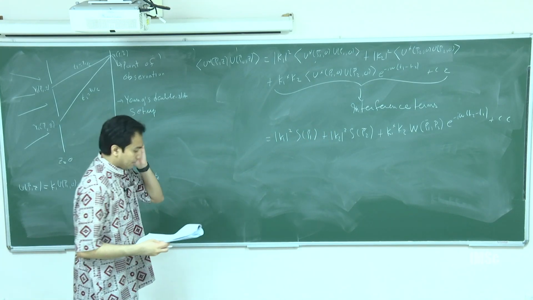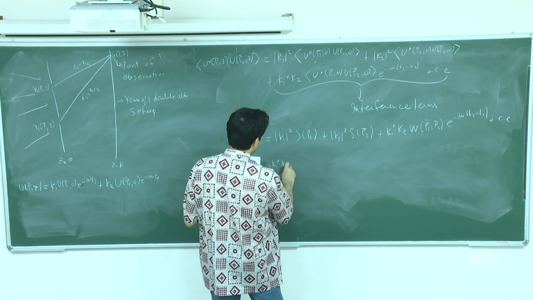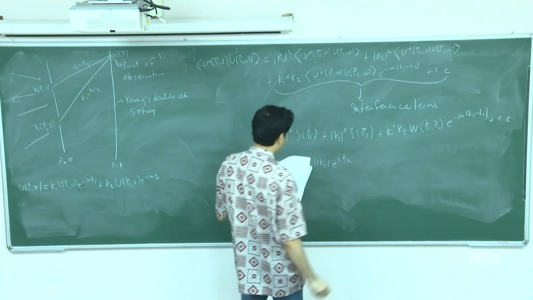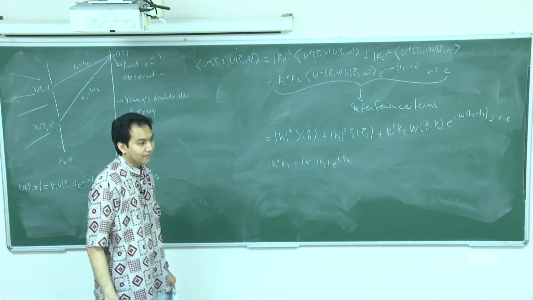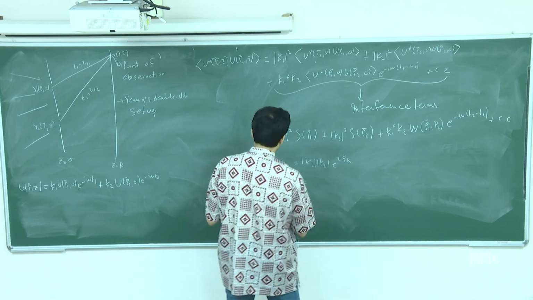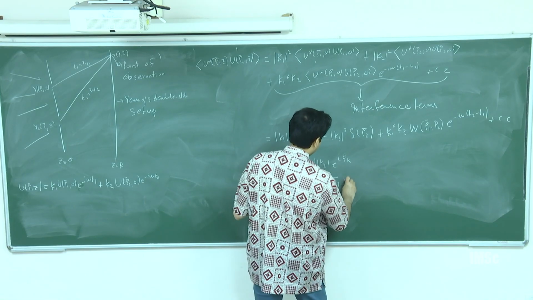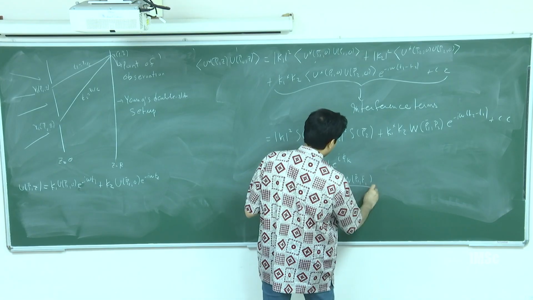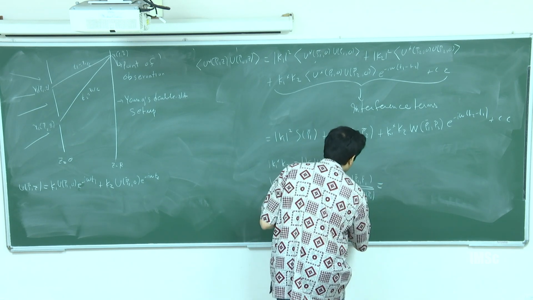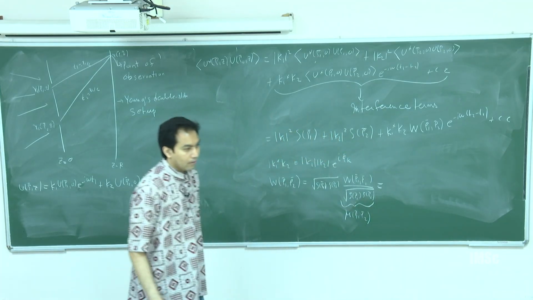Right, plus the complex conjugate. Now, K1 star K2 can be written as K1 K2 times some e power i phi k, some phase factor, right? Likewise, W of rho 1 rho 2 can be written as... Now this whole thing is nothing but mu of rho 1, rho 2, the complex degree of coherence.